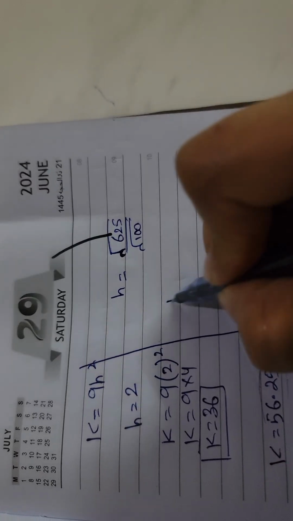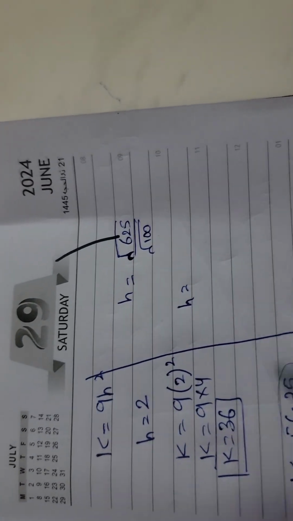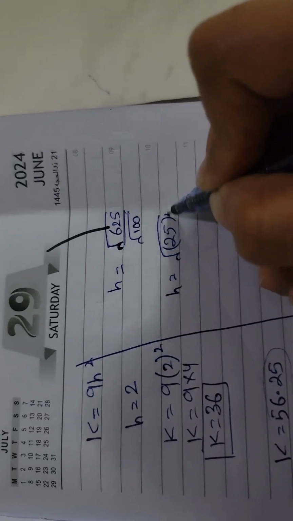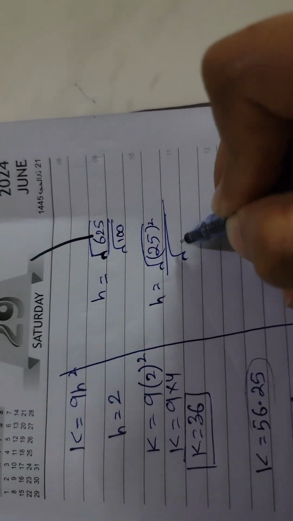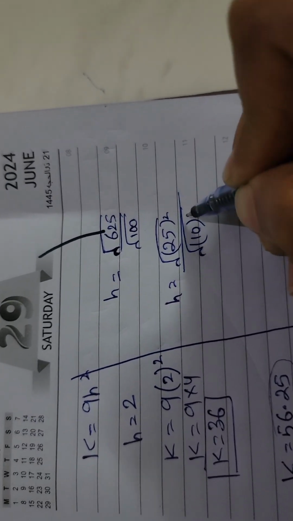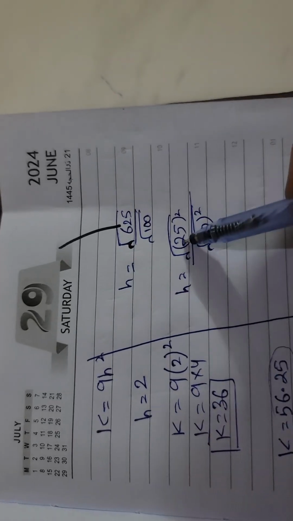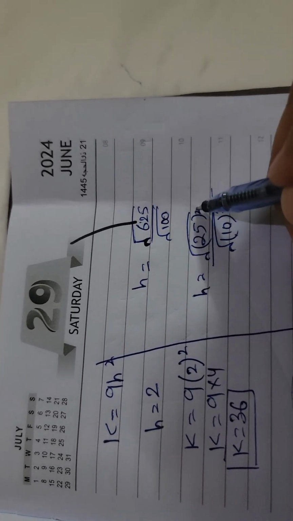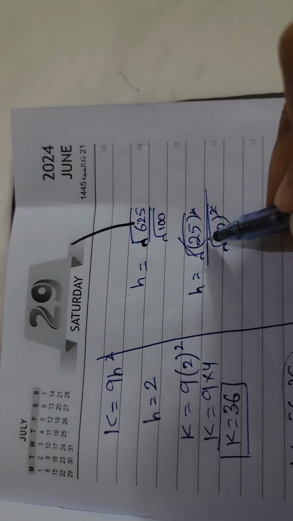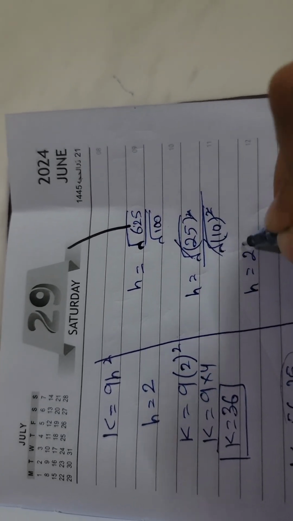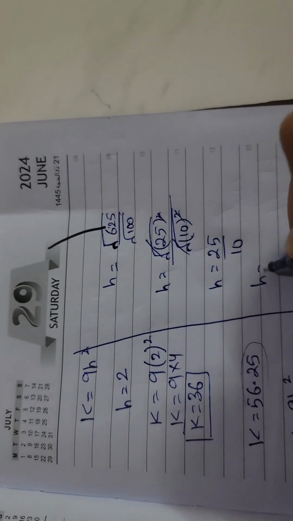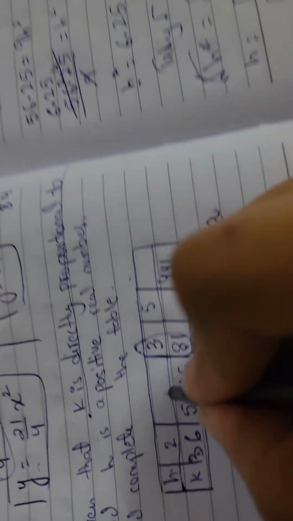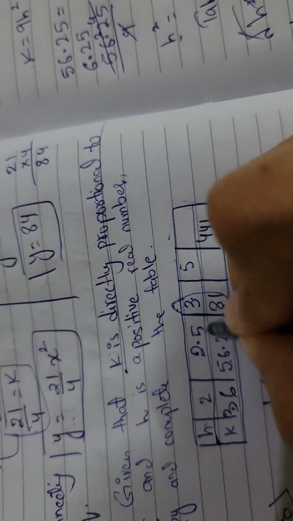Now 625 is the perfect square of 25, so I can write 25 square over here, and 100 is a perfect square of 10, so I can write 10 square over here. 25 25s are 625 and 10 10s are 100. So square and root will be cancelled out. H is equals to 25 upon 10 and h is equals to 2.5. So the value over here in the table will be 2.5.